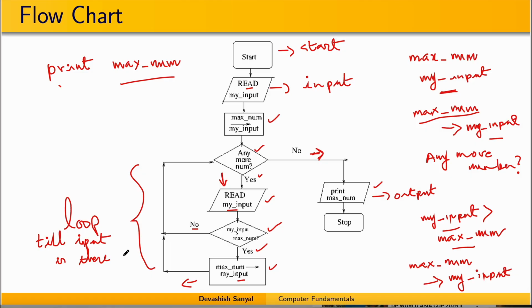And when there is no more input, it will just go in this direction, print the maximum number, and then the program will stop. This is the stop operation. We started with a rectangle with rounded corners, and finally it will stop with a rectangle with rounded corners. So this is a flowchart, and I will end here. If there is any question, you can let me know. Thank you.